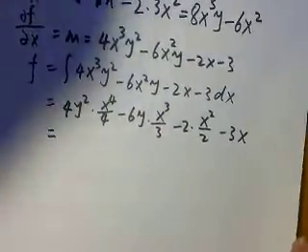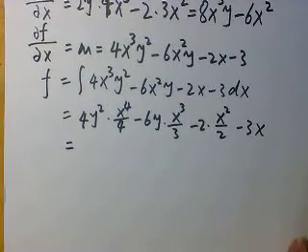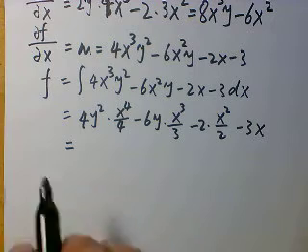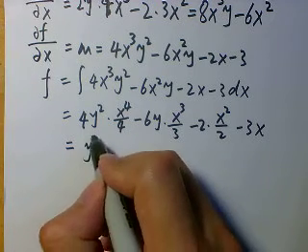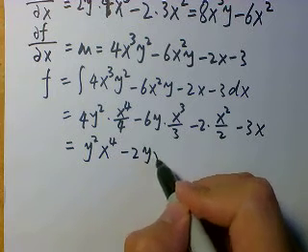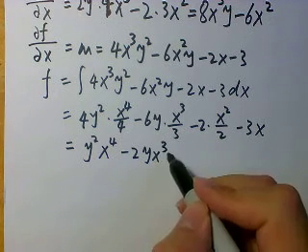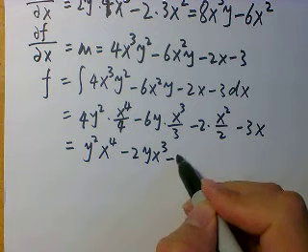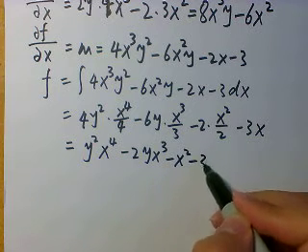Okay, now let's take a look. So this will be y squared x to the power 4 minus 2y x cubed minus x squared minus 3x.